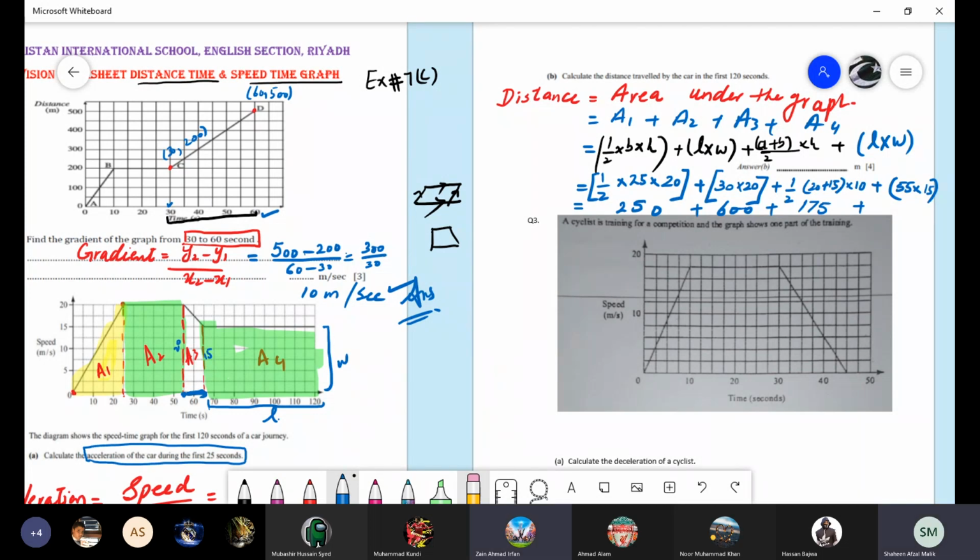Plus 55 times 15 is 825. Add all the values, that will be the final answer. 250 plus 600 plus 175 plus 825.